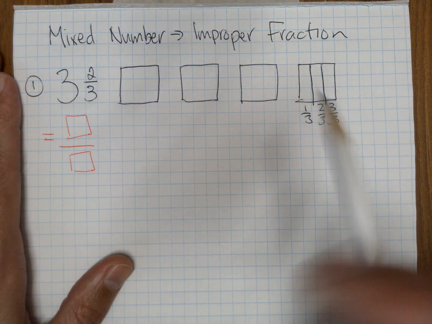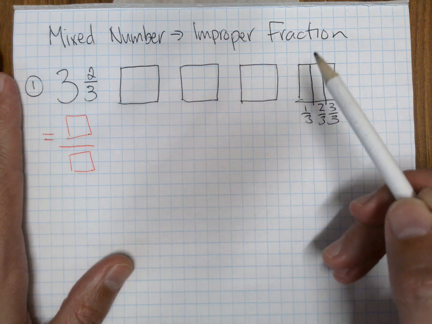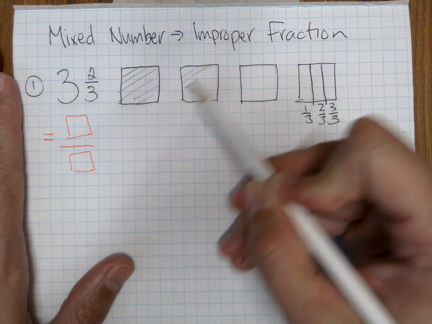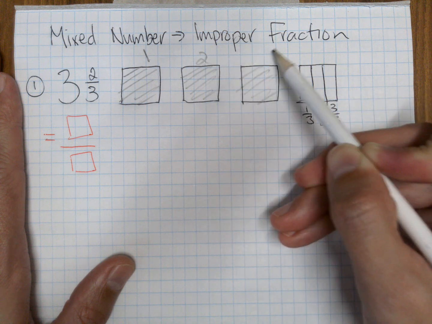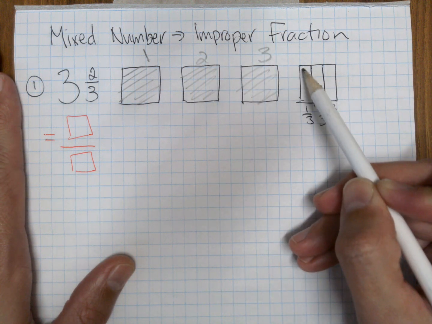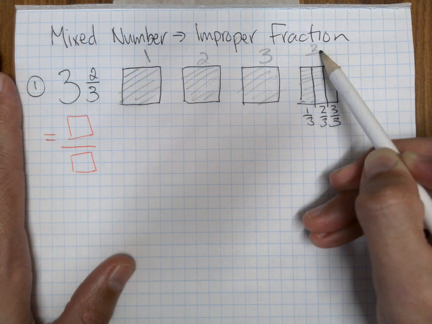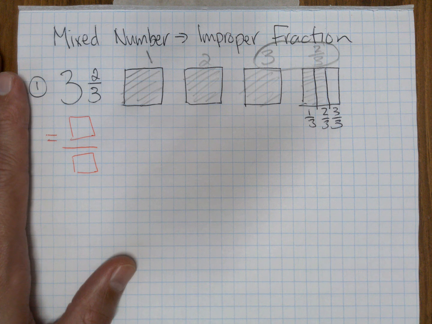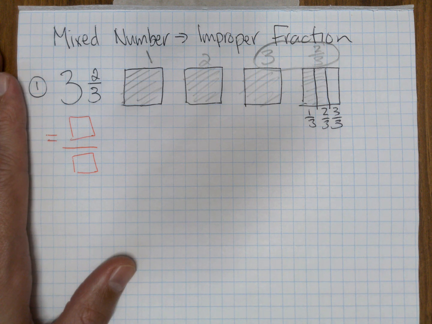So what I've got right here is my strategy that I'm going to use first. I'm going to actually draw it out. So I've drawn out 3 wholes, 1, 2, 3, and I need 2/3. Okay, so I've got 3 wholes, 1, 2, 3, and 2/3 of a whole at the end.